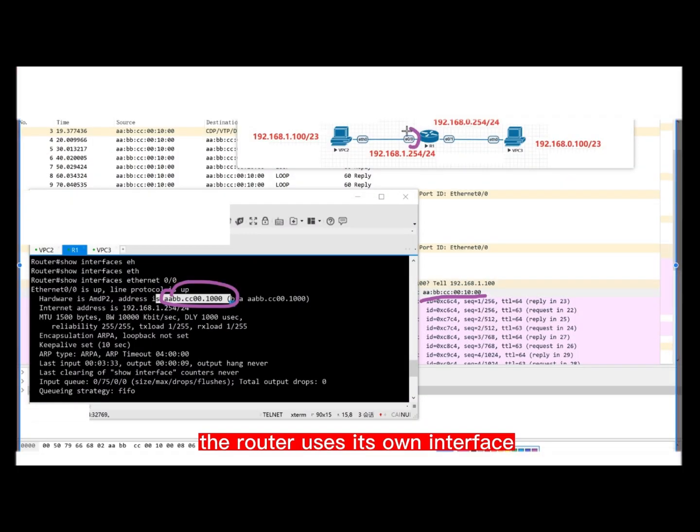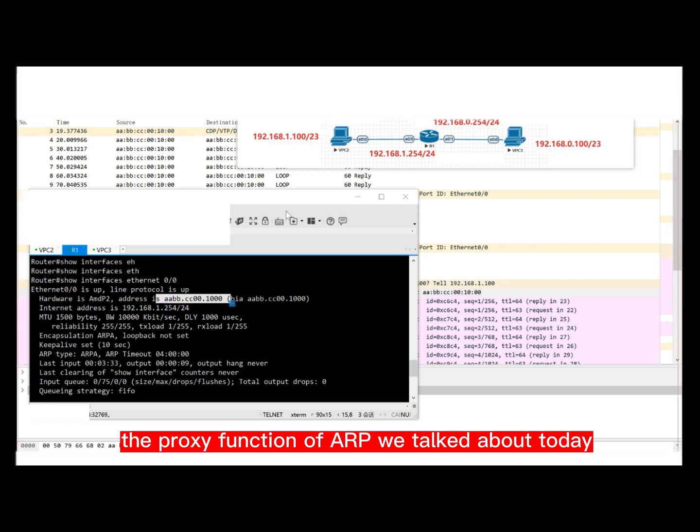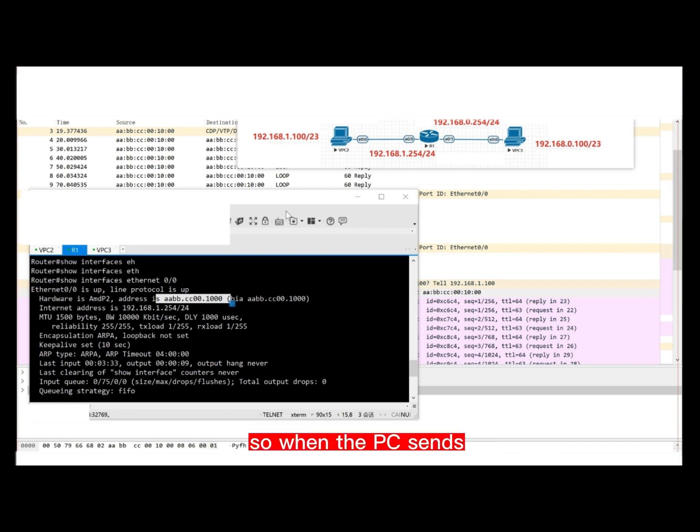The router uses its own interface to impersonate the address of PC3 and replies a MAC address to PC2. This is the proxy function of ARP we talked about today. It is enabled by default on Cisco devices, so when the PC sends, the router is able to help forward by default.